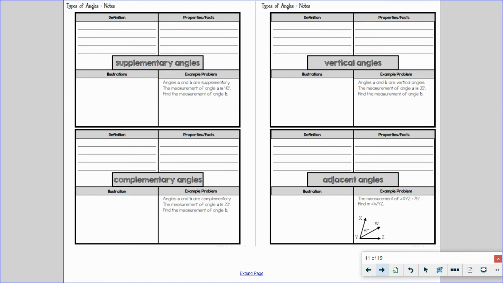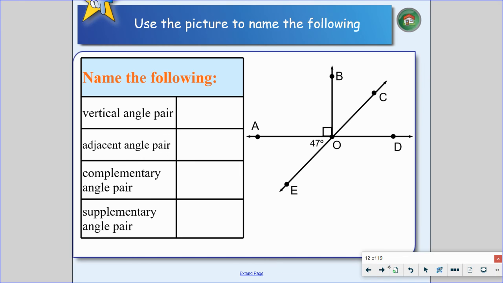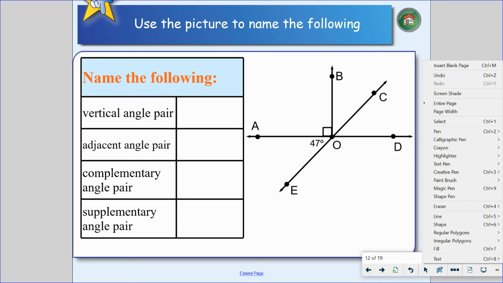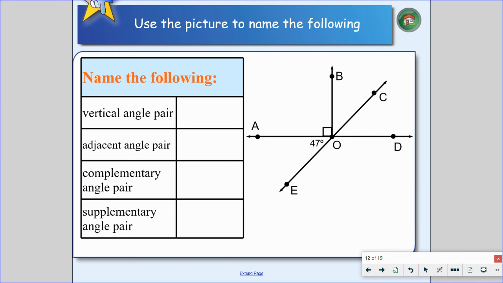All right, so at this time, you should have come up with definitions, written kind of properties or facts, drawn your own illustration. And in terms of example problem, I wouldn't worry about that too much unless you find in future problems that you can come up with something on your own. I'm going to go ahead and ask you, if you'd like, to pause, try to work these out, name some vertical angle pairs, and come on back when you're ready. If you'd like, you can pause and actually do all of these.